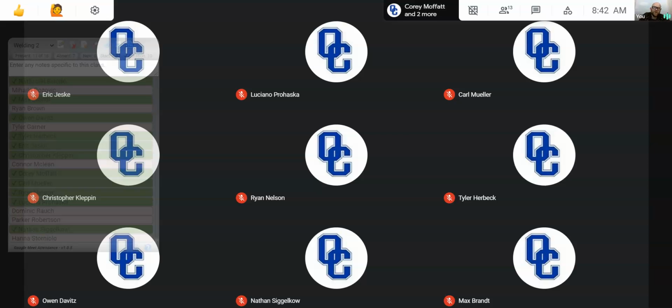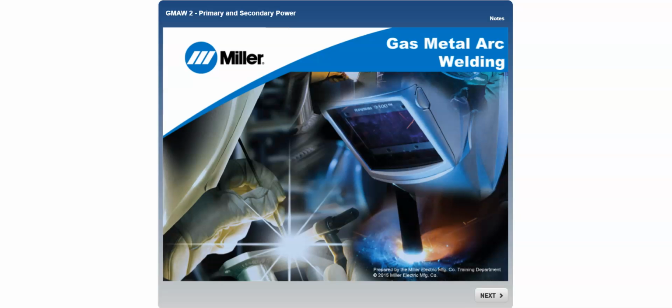All right, so we are going to get into the presentation for primary and secondary power. Some of this is going to seem a little bit familiar because we've already talked a little bit about primary and secondary power, but that was in relation to stick welding. This is going to be in relation to MIG welding. So while some of the information is going to be the same, there will be some new info in here.